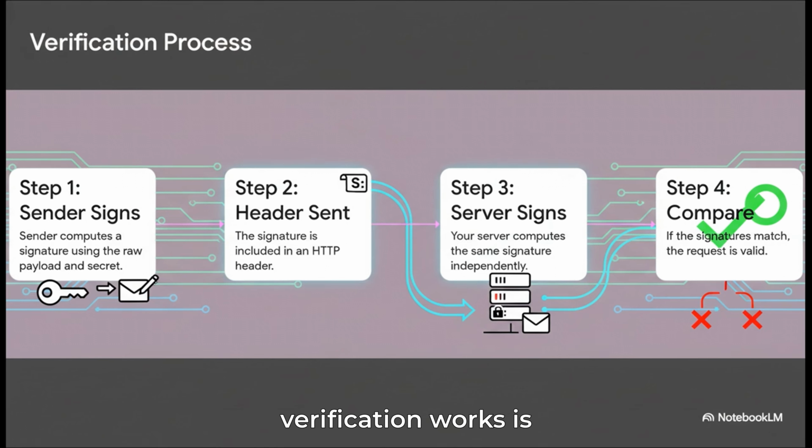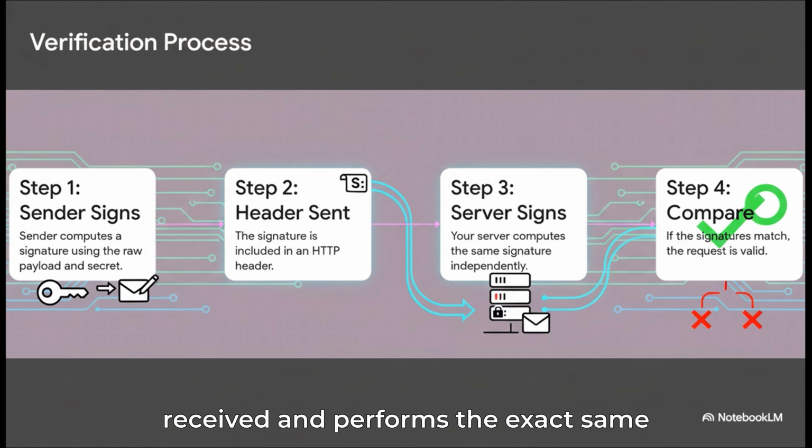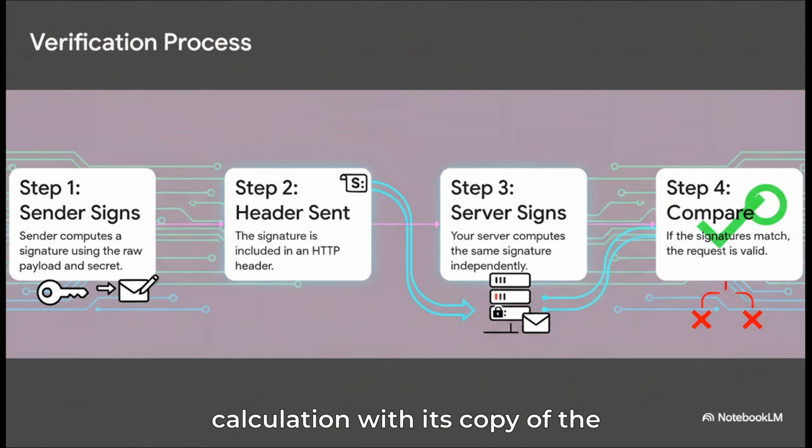This is proof that the request is legit and that the data hasn't been messed with in transit. The way this verification works is actually brilliant. The sender, like Stripe, calculates a signature using the payload and your secret. They send it to you. Now, on your end, your server takes the raw payload it just received and performs the exact same calculation with its copy of the secret. Then it's just a simple comparison. Do the two signatures match? If they do, awesome, you can trust it. If they don't, you throw it out.